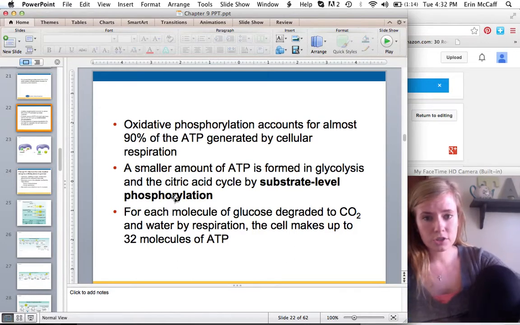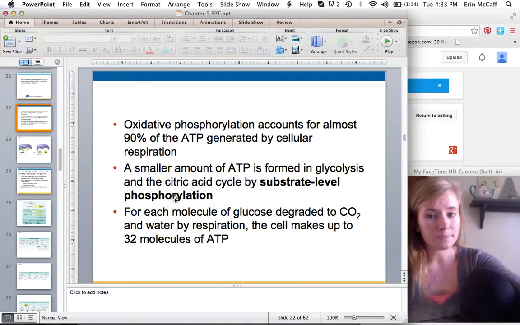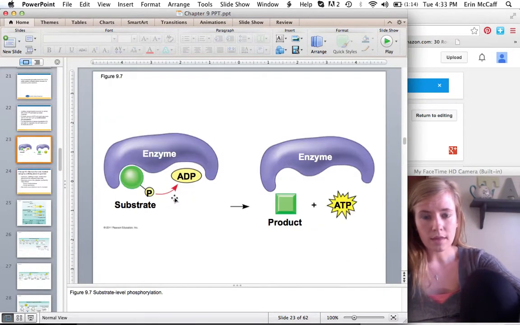And for each molecule of glucose that we degrade into carbon dioxide and water, we can make up to 32 molecules of ATP. And that is section 9.1.